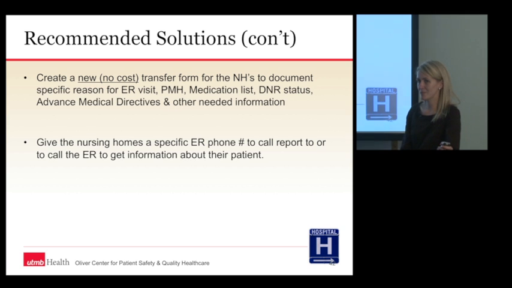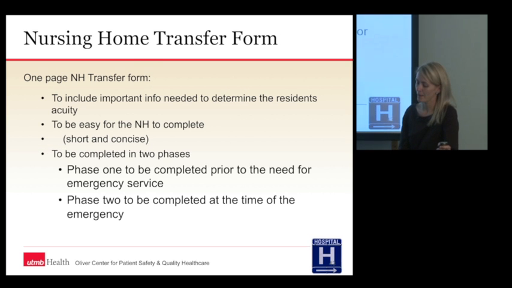But generally, this can save a lot of people frustration and hopefully time if calling the main 1-800-UTMB is not the best way to get to the ER when you just have one bit of information that needs to get across. So the transfer form included information that was completed in 2 phases prior to the need for emergency service and at the time of the emergency, so that there was information already ready, loaded in a form. So at the time of an emergency, they only had to put in the other half of the information.